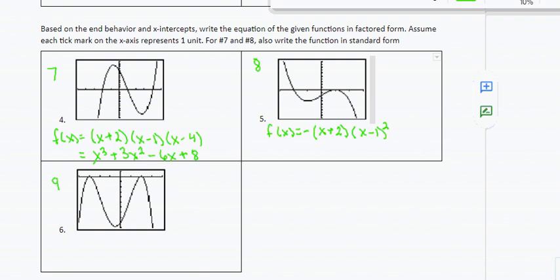Now, if we want to multiply these two, we can't just multiply x plus 2 times x minus 1 squared. We have to multiply out this x minus 1 squared first. And that multiplies to, let me go ahead and show it. I'm not going to skip anything here. So that is x minus 1 times x minus 1, and that equals x squared minus 2x plus 1. And we want to multiply that times x plus 2.